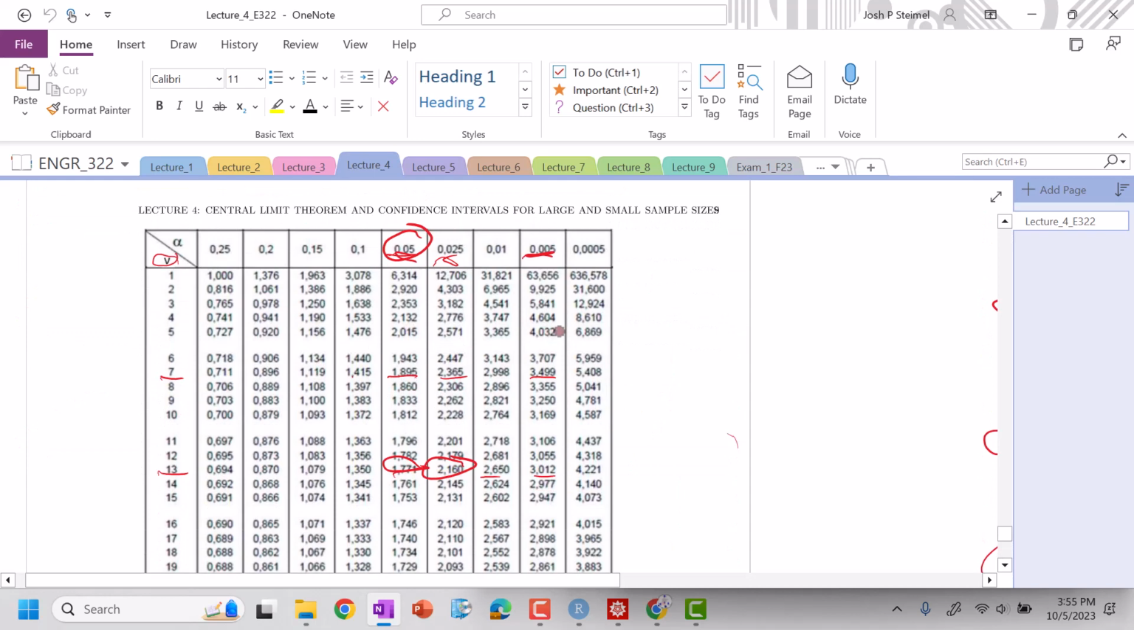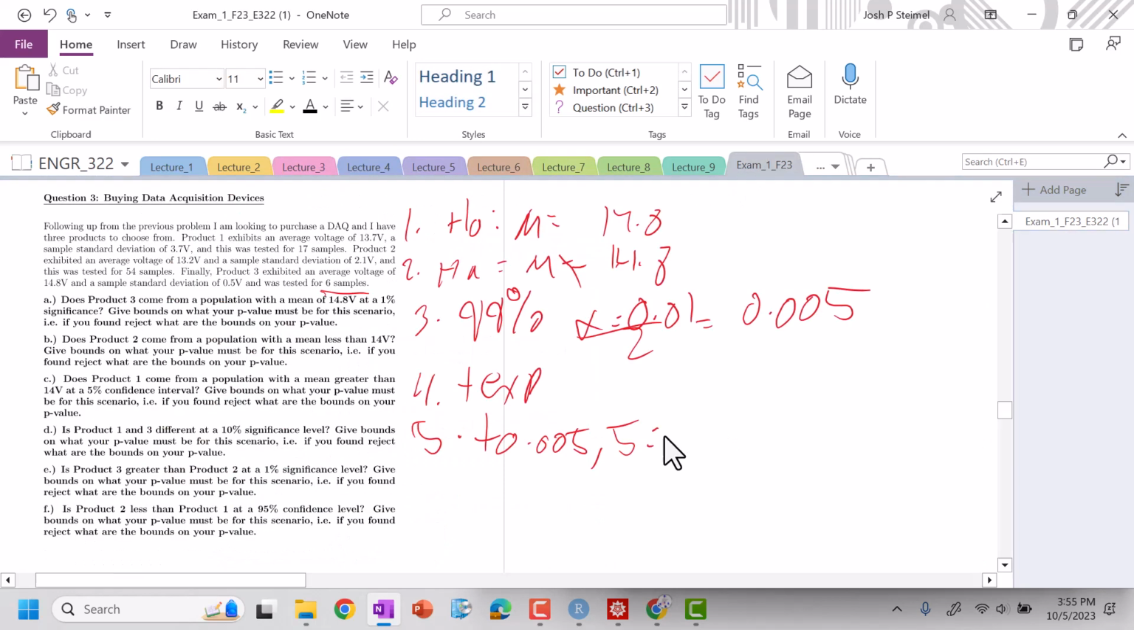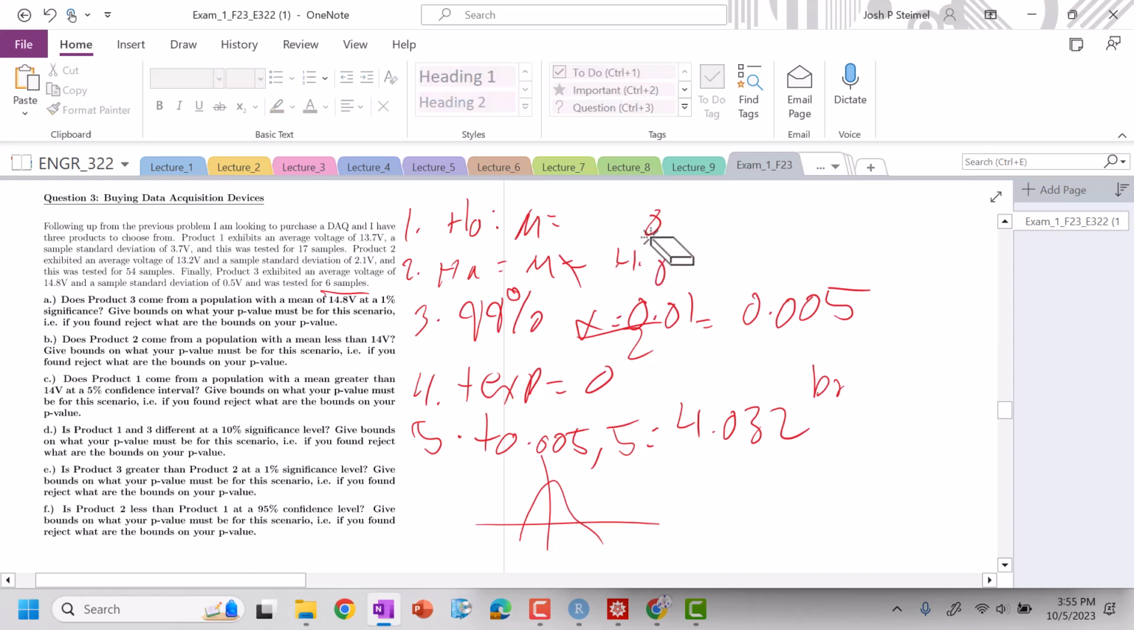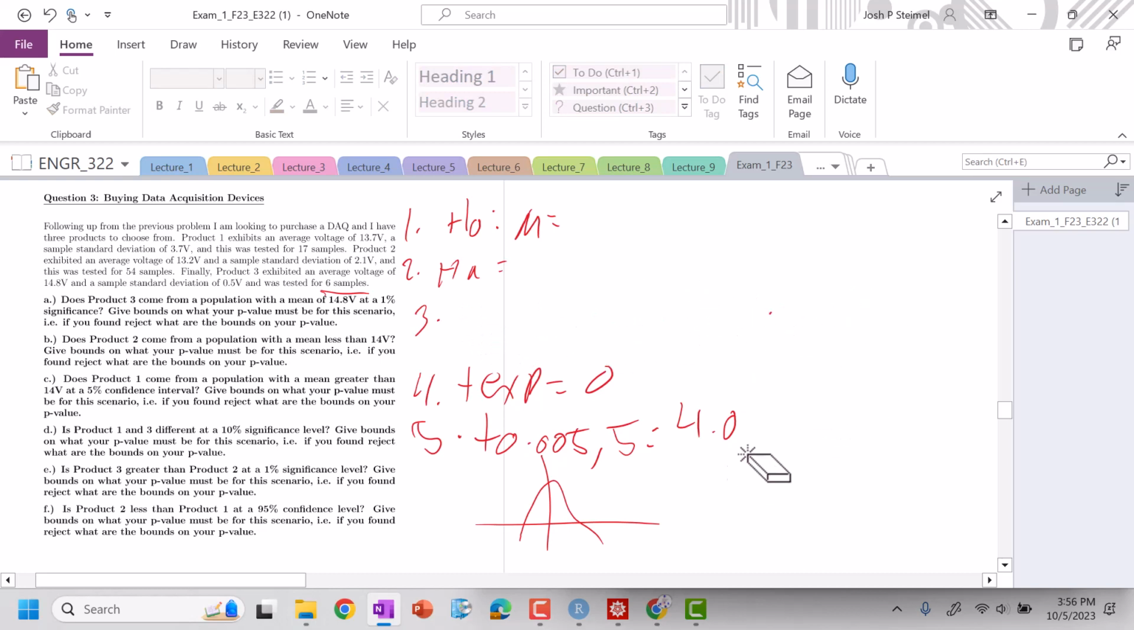T005 for 5 is going to be 4.032. So let's go back. 4.032. This is 0. So we know if we're looking at our two-tailed test, that is going to be a big old do not reject. Excellent. So let's go ahead and erase certain things here, and we're going to look at the next one. Product 2, so mean less than 14. So we know that our T alpha has to be negative here.